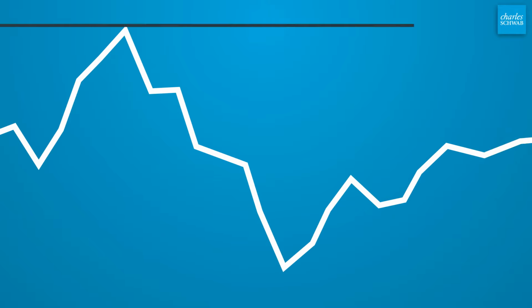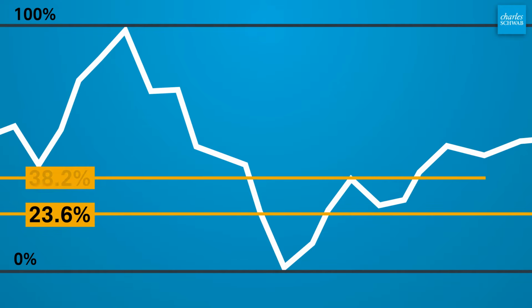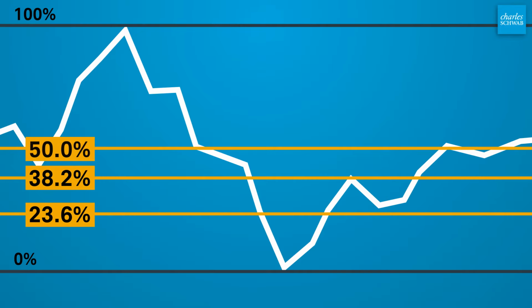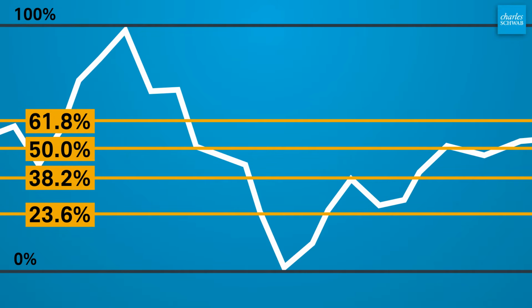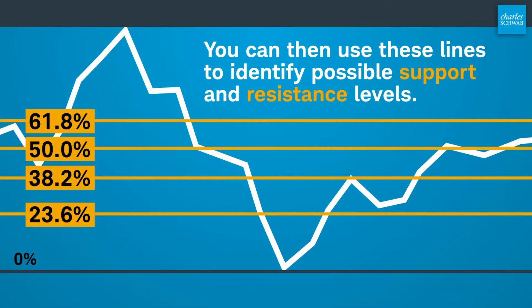You can create Fibonacci retracement lines by choosing a major peak and trough on a stock chart. The tool creates horizontal lines at key Fibonacci ratios, 23.6%, 38.2%, 50%, and 61.8% of the distance between the peak and the trough. You can then use these lines to identify possible support and resistance levels.